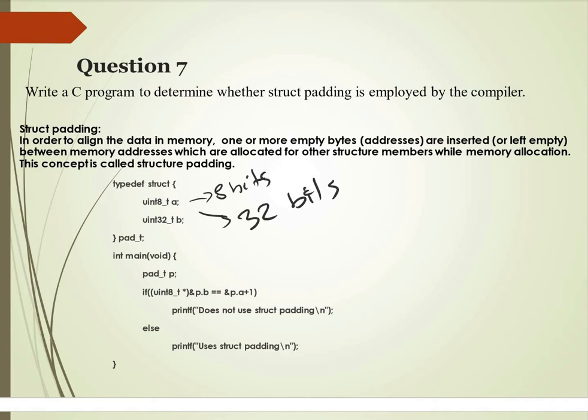So the only thing here is that we would compare the address of A plus 1 to the address of B. In this case, we can simply see if there is any space between them or not. If the address of A plus 1 is the address of B, it means that there is no struct padding, there are no empty spaces. And if it is not, it means that struct padding is used by the compiler.